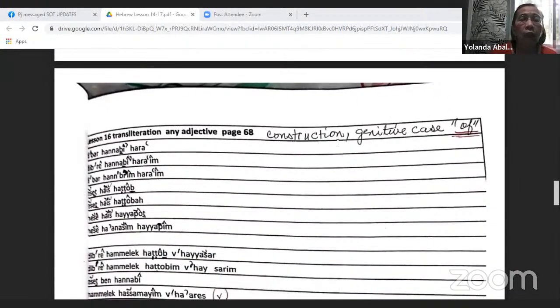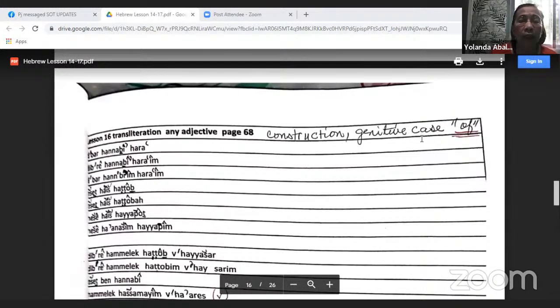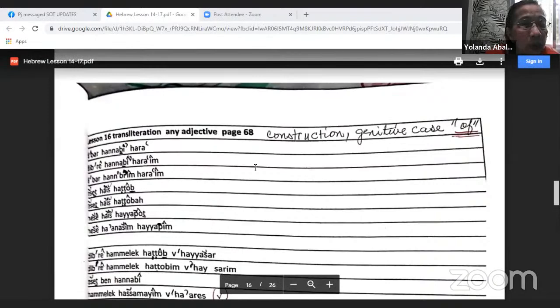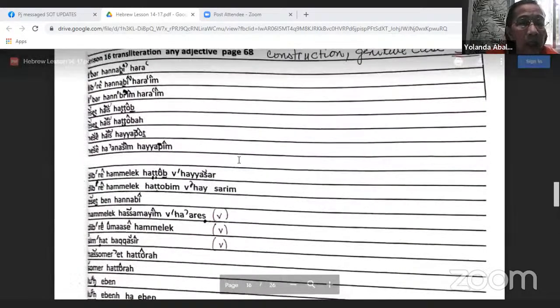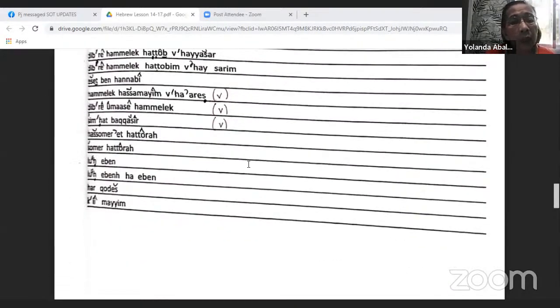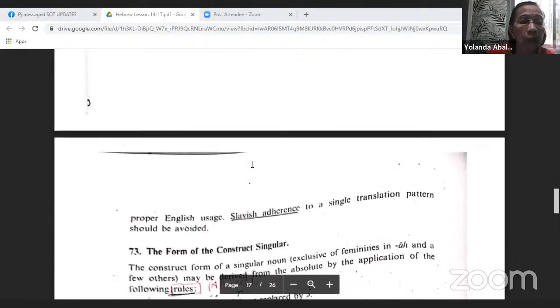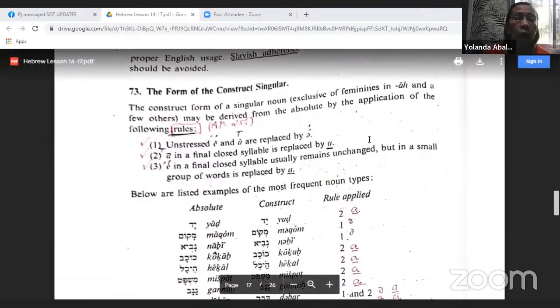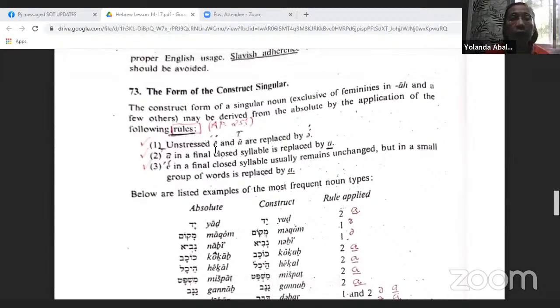Yes? So ito, construction, gamit ka ng genitive case ng of. Again, naputol niya ang ating lessons. But just the same, i-download nyo po para pag-aralan nyo. Okay. The form of the construct singular. Ito po may rules. Rule number 1. The E, ano po yung E na yan?